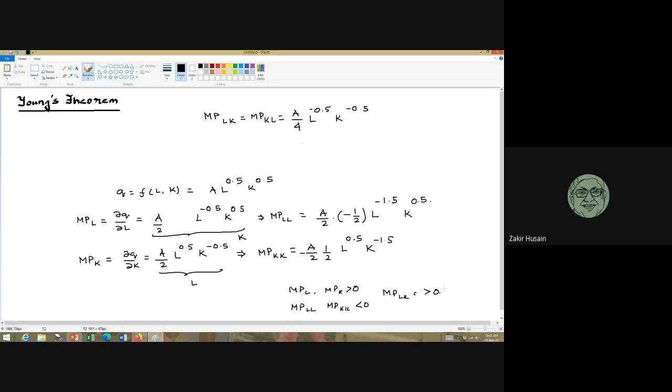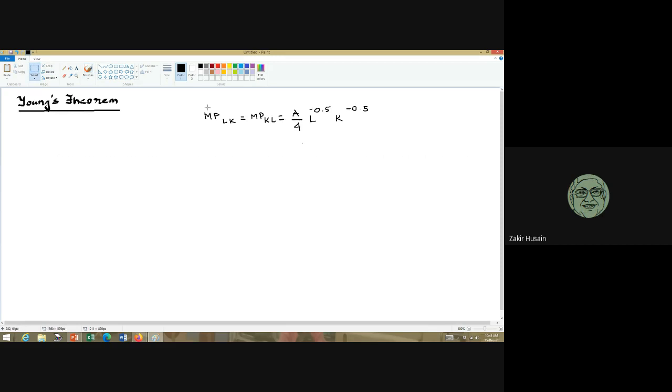So what we have actually done is we have taken an example and showed that Young's theorem applies in this case. But maybe Young's theorem holds only for this type of production function. Actually, what I've written over here, this Q, the general form is like this.